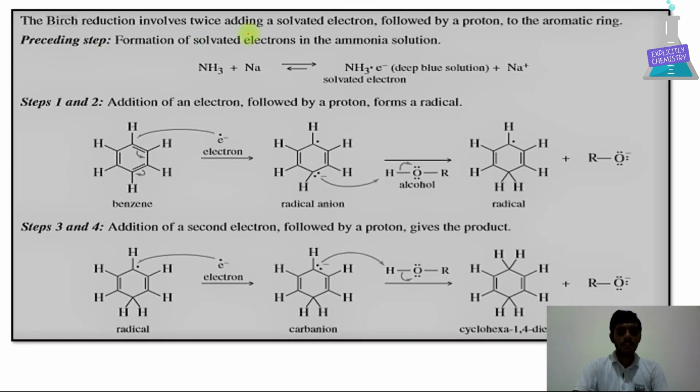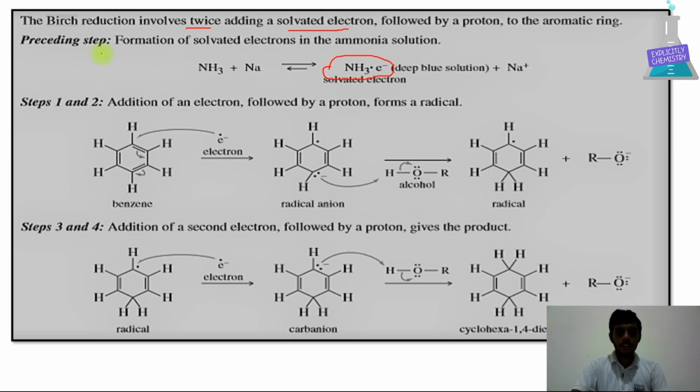The Birch reduction involves twice adding a solvated electron, each followed by a proton, to the aromatic ring. This is the mechanism. Here you see this reduction involves adding a solvated electron twice, followed by a proton. First we add the electron, after that we add a proton to the aromatic ring.